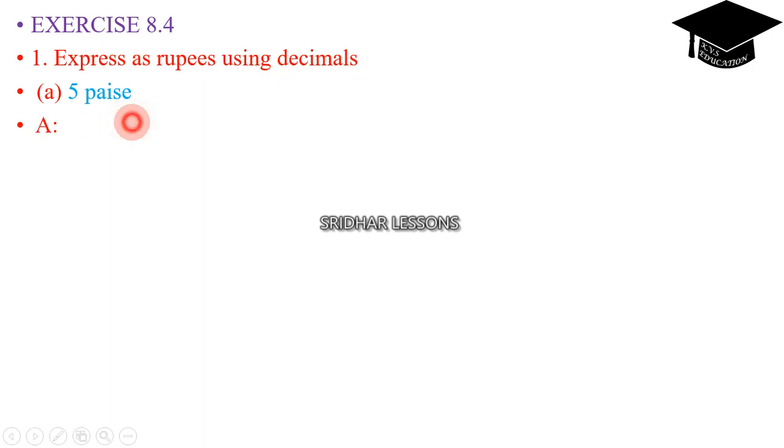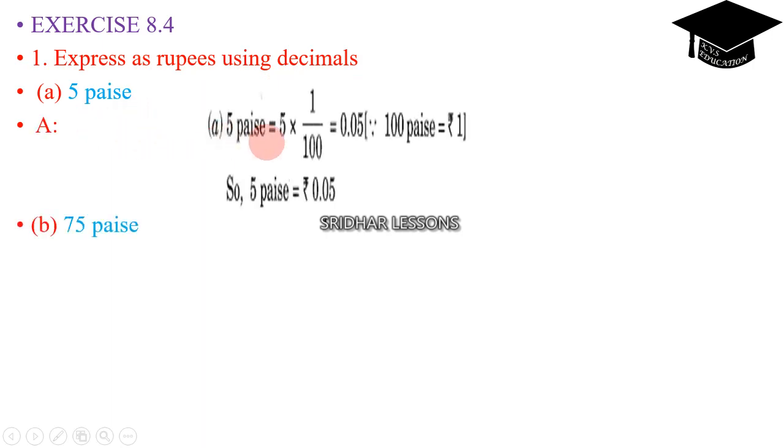Next, we will see exercise 8.4. First problem, express as rupees using decimals. 5 paisa. 5 paisa is equal to 5 into 1 by 100, because 100 paisa is equal to 1 rupee. So 5 into 1 by 100 is equal to 0.05. So 5 paisa is equal to 0.05 rupees.